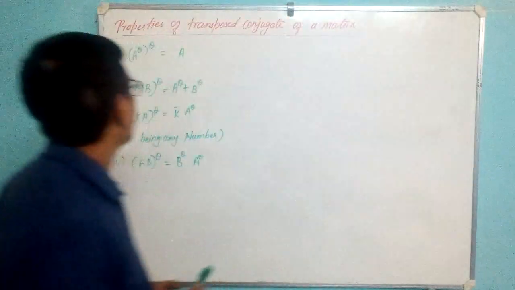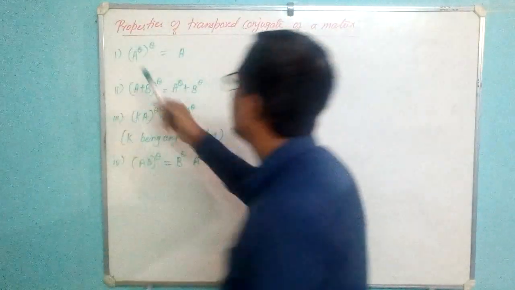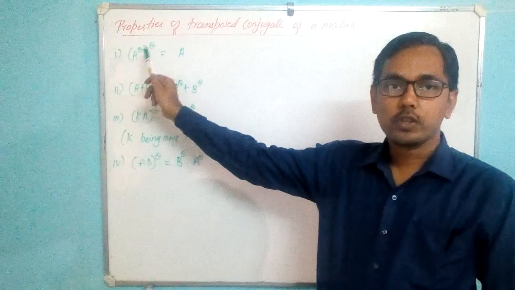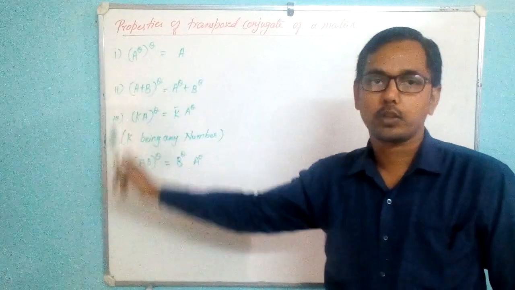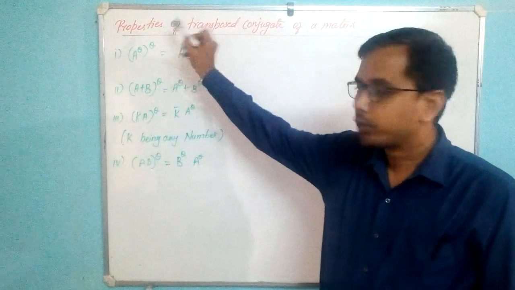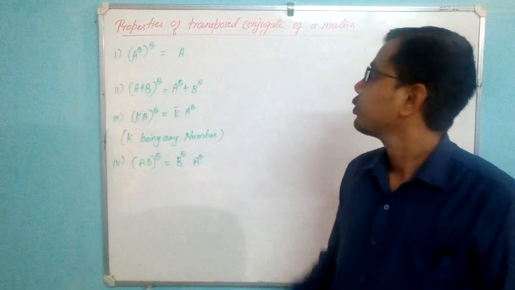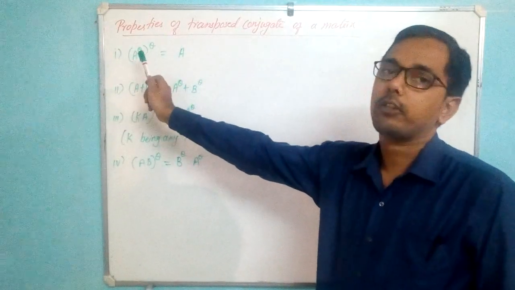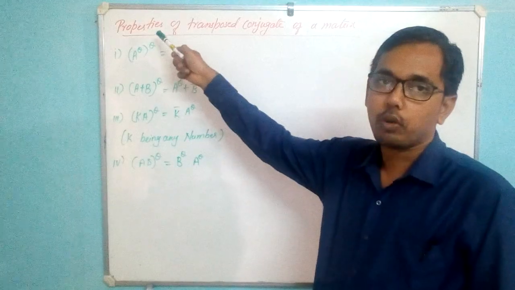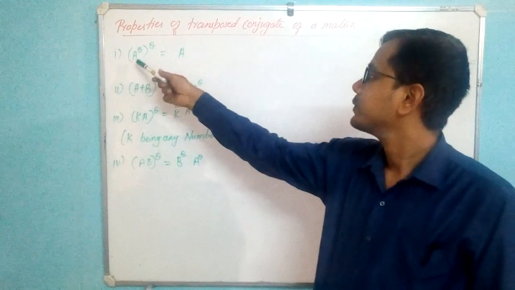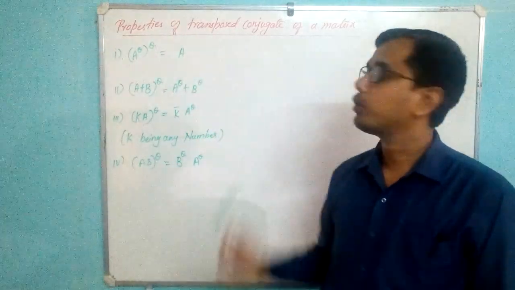Okay. So first one is, transpose conjugate of transpose conjugate of A, A theta to the power theta, right? So A theta is what? Transpose conjugate of A. Its transpose conjugate will become equal to A. A theta to the power theta will become equal to A.